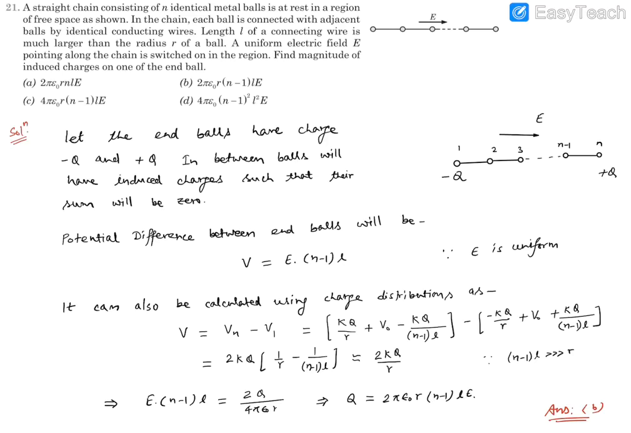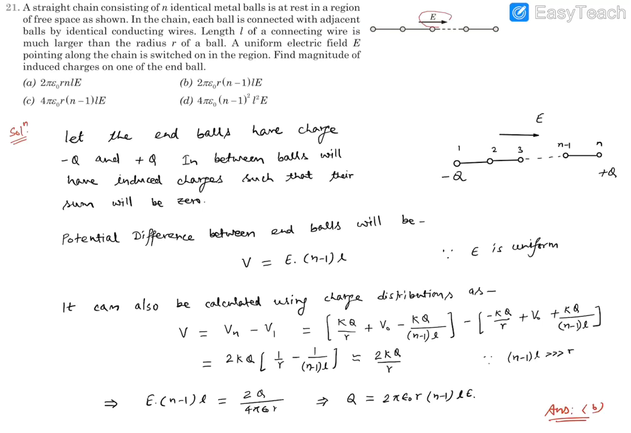So let's see the solution. It says we are assuming that the charge on these end balls has a magnitude q. So one will have a minus q charge and another ball will have a plus q charge, because by switching on this field, the total charge will not change. It will remain the same. That means if there was initially zero charge, it will finally be zero charge. The only thing is the redistribution will change.